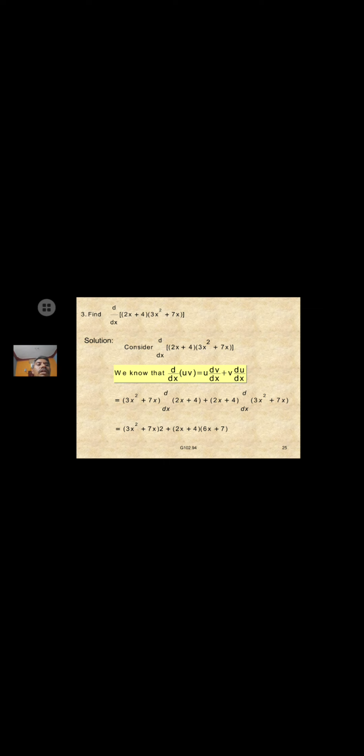So after differentiation we can see 3x square plus 7x into dy dx of 2x, which is 2, and dy dx of 4 is 0, so 2 plus 0 is 2. Plus the second term, 2x plus 4 into dy dx of 3x square: 3 is constant, x square derivative is 2x, so 3 into 2x is 6x, and 7x derivative is 7, so 6x plus 7.